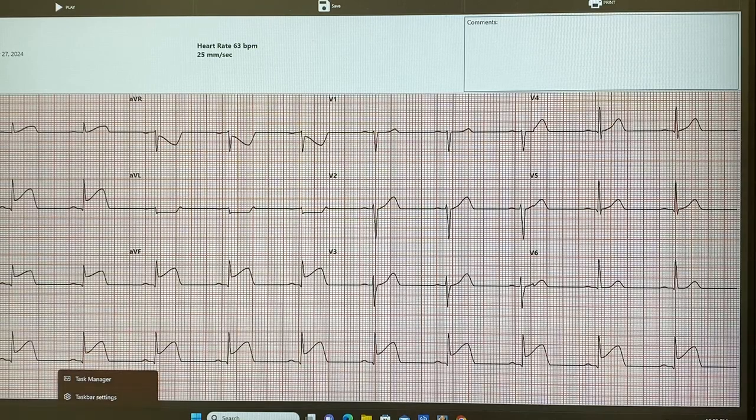No. 0.04. A height. Height twice. 1 small square, 1 millimeter. Very good. 1 millimeter. So this is elevated by how many millimeters?